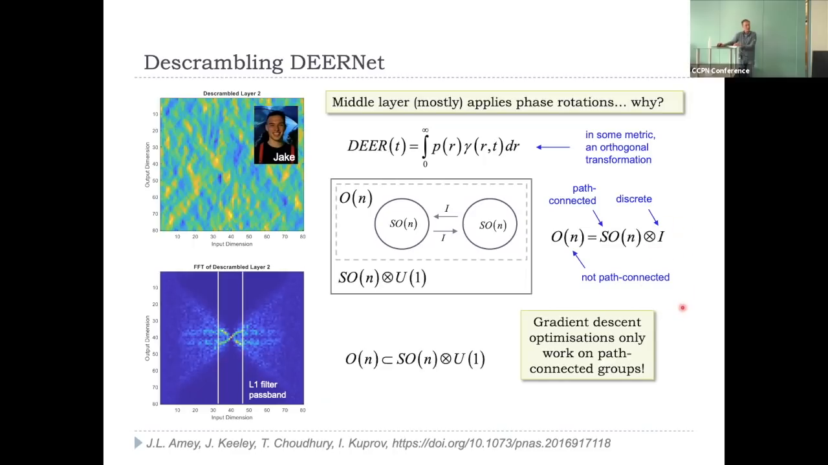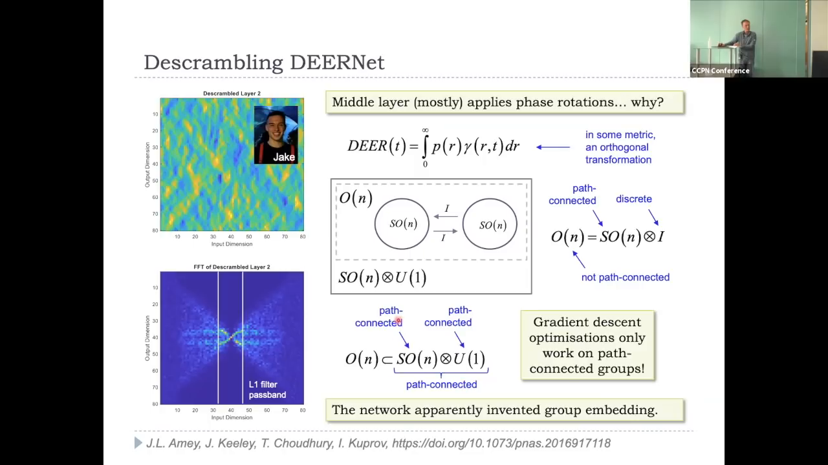component. But if you take SON, the special orthogonal group, which is path connected, and Kronecker it with a group of phase rotations, both of these are path connected, but this is a supergroup of the inversion. So that's path connected, that's path connected. And so the Kronecker product is path connected. And so the gradient descent at the neural network training stage can actually make its way through.